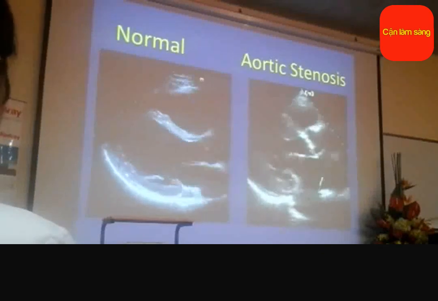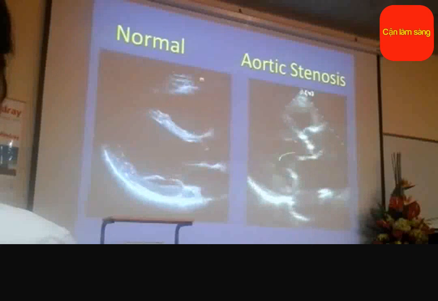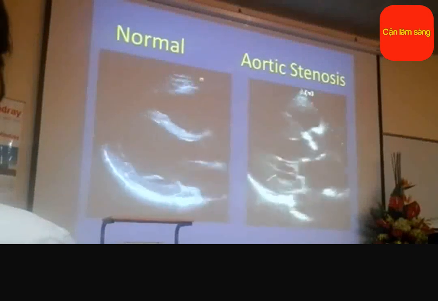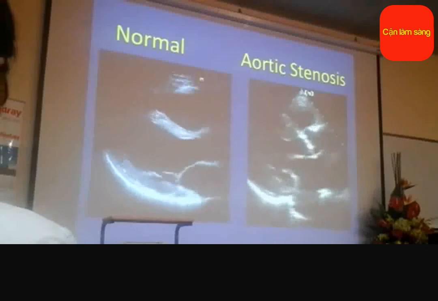So the left atrium is normal size, the mitral valve is fairly normal, but the left ventricle has hypertrophy, and the aortic leaflets are thick and not opening.